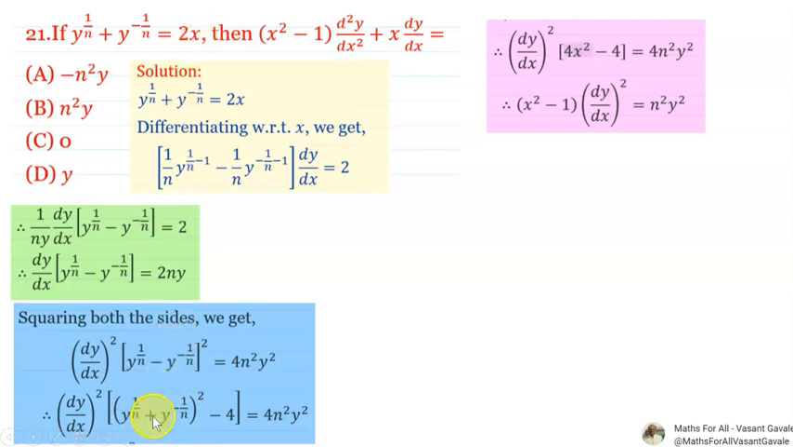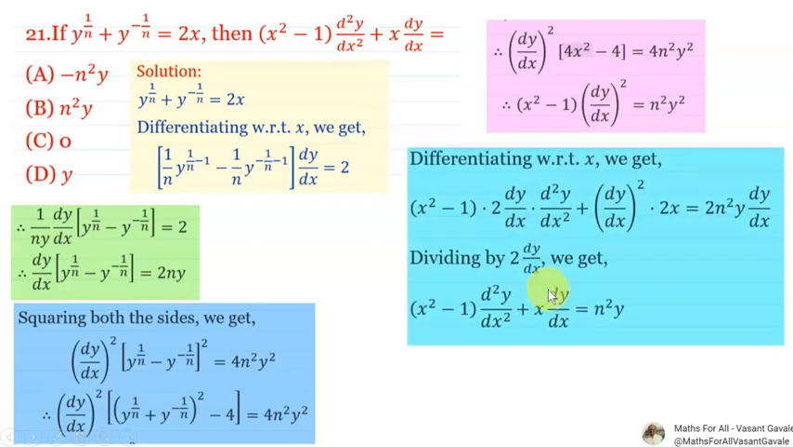मग त्या 2x स्क्वेअर then you will get here 4x square minus 4. बाकी टर्म as it is त्या ठिकाणी. Okay. Next, take 4 as a common. दोन्ही साइडला 4 4 कट होणार. And then in bracket you will get here x square minus 1 into (dy by dx) bracket square is equals to n square y square.